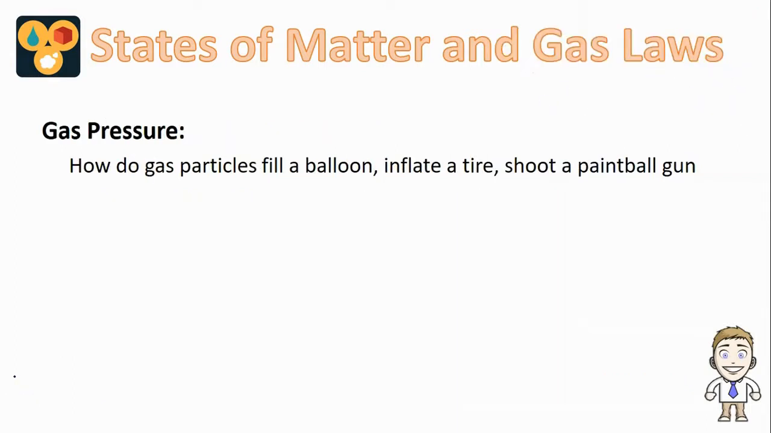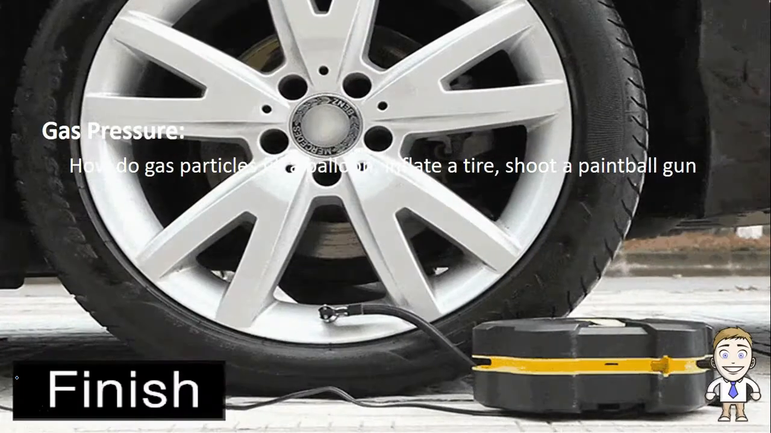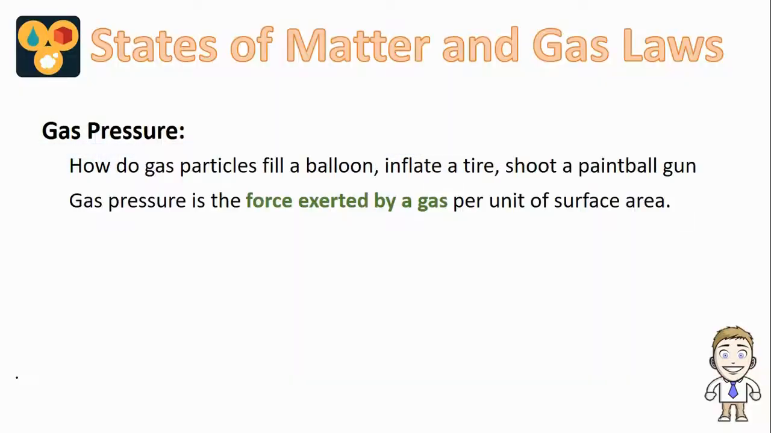Now, once you know about the kinetic theory of gases, you can use it to start to explain things we observe that gases do. One of those things that's really important is called gas pressure. Gas pressure, of course, is what allows us to do things like fill a balloon, inflate a car tire, or shoot a paintball gun.